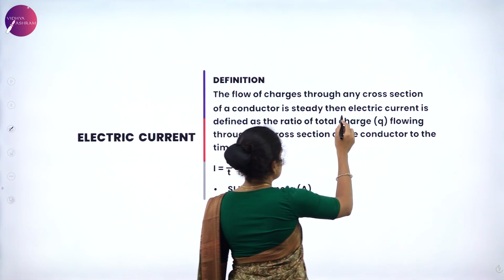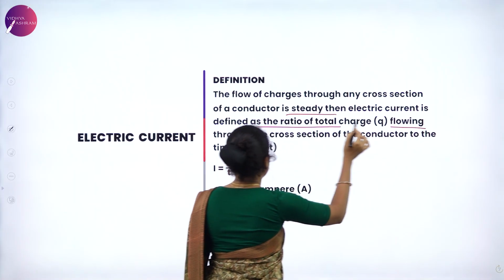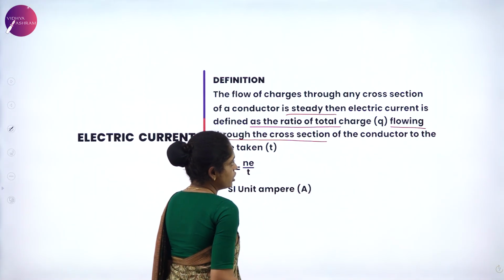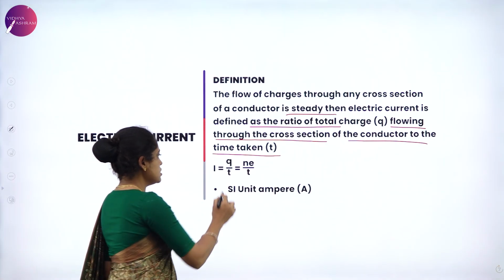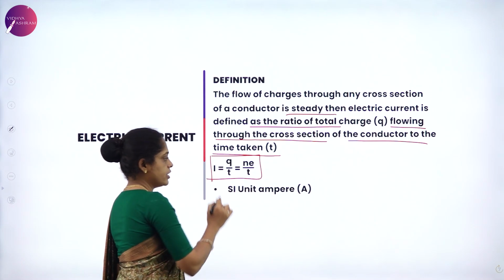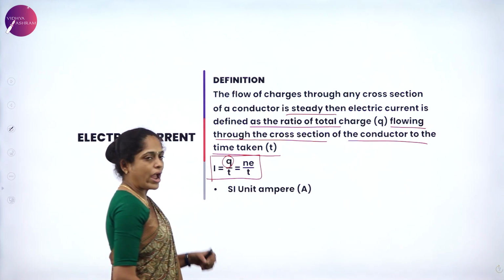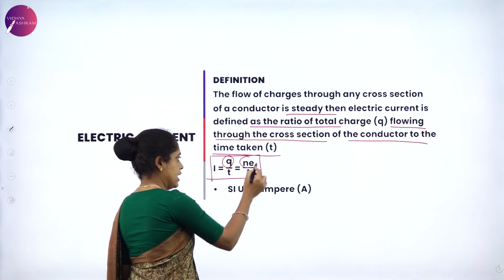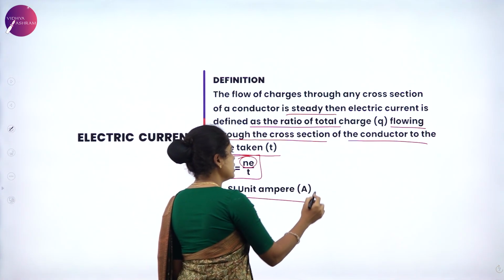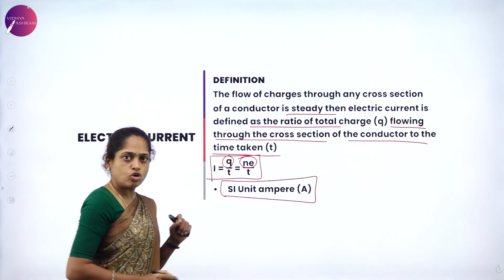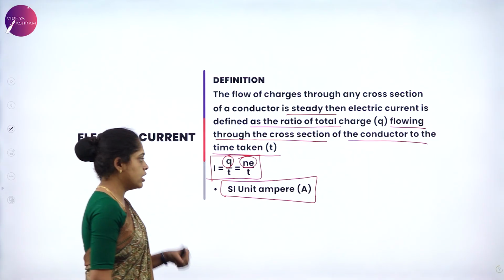Steady current is the ratio of total charge flowing through the cross section of the conductor to the time taken. This is the equation for the steady current, that is I is equal to Q by t, and Q is given by the quantization rule, that is ne. And what is the SI unit of current? The SI unit of current is ampere and it is denoted by capital letter A. The symbol of the SI unit of current is A.